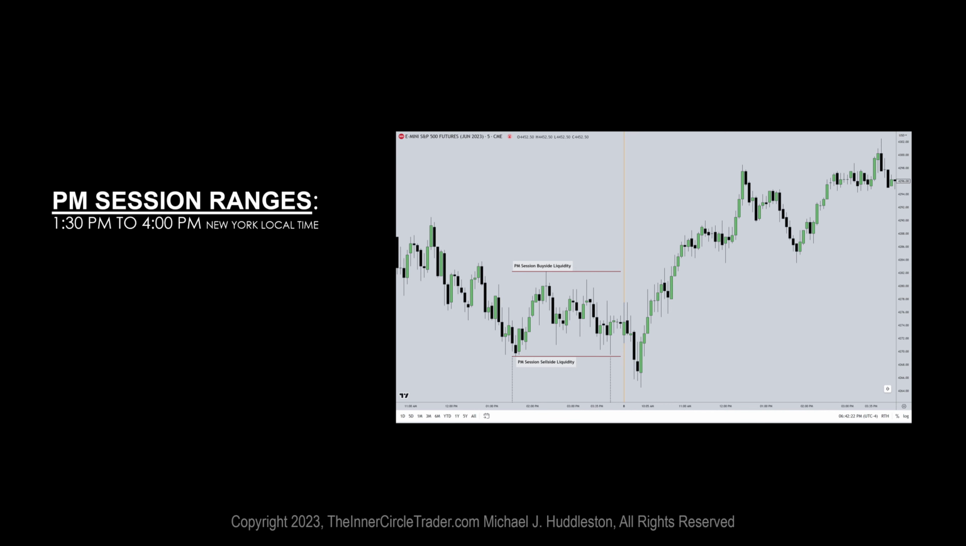First session we're going to talk about is the PM session ranges. And this is always going to be referred to in terms of previous day. So previous day, we are going to be referring to the 1:30 p.m. to 4 p.m. time window, and this is always in New York local time.